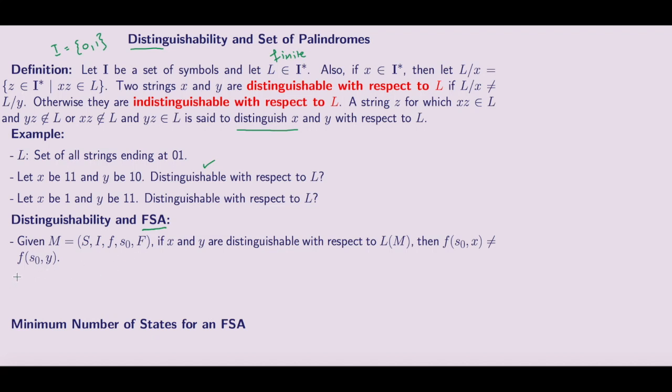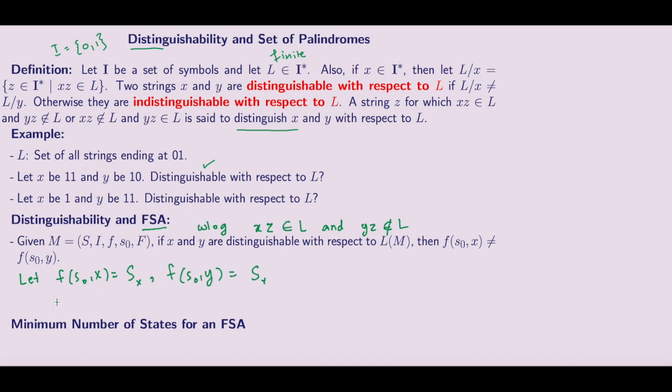So let's say proof here. We say let F of S0 x equal Sx, and F of S0 y equal Sy. Also, since they are distinguishable, without loss of generality we can say xz belongs to L and yz does not belong to L. You can choose the other way around as well.